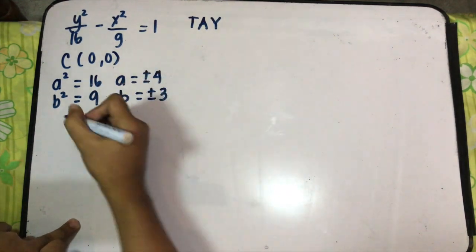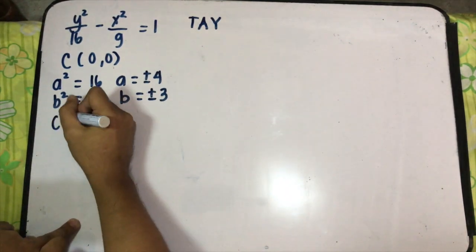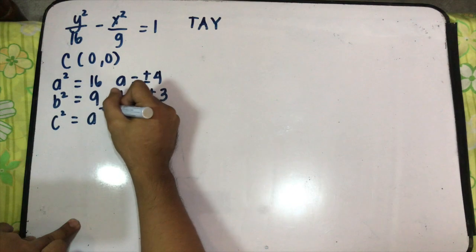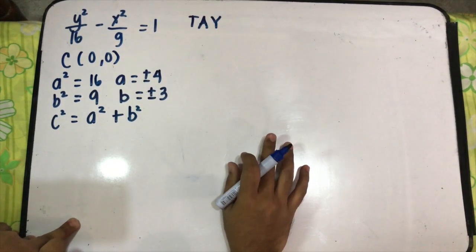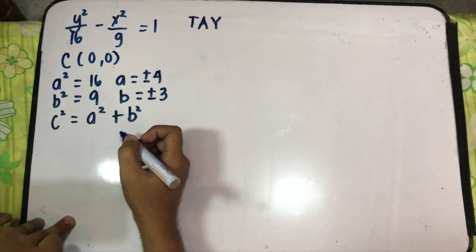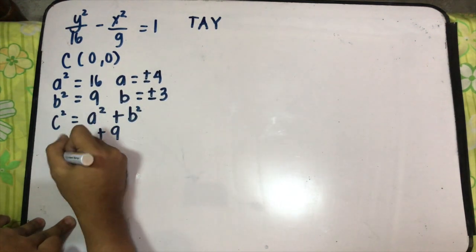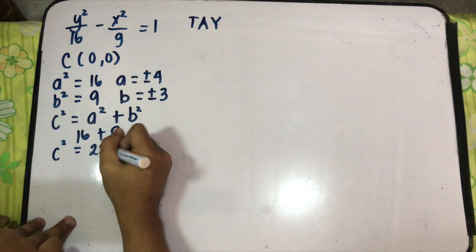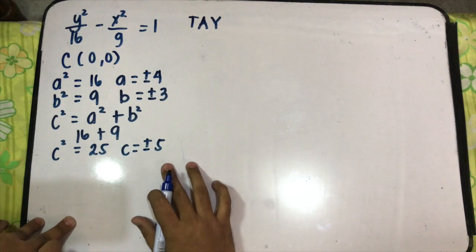In solving for c squared, we all know that c squared is the largest among the three variables. Therefore, c squared is equal to the sum of a squared and b squared. Substituting into our equation, we will be having 16 plus 9. Therefore, c squared is equal to 25 and c is equal to plus minus 5.